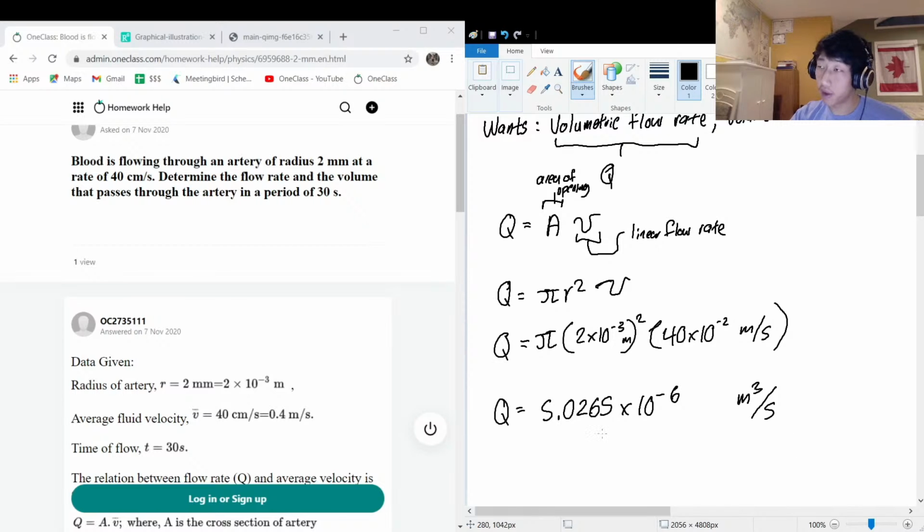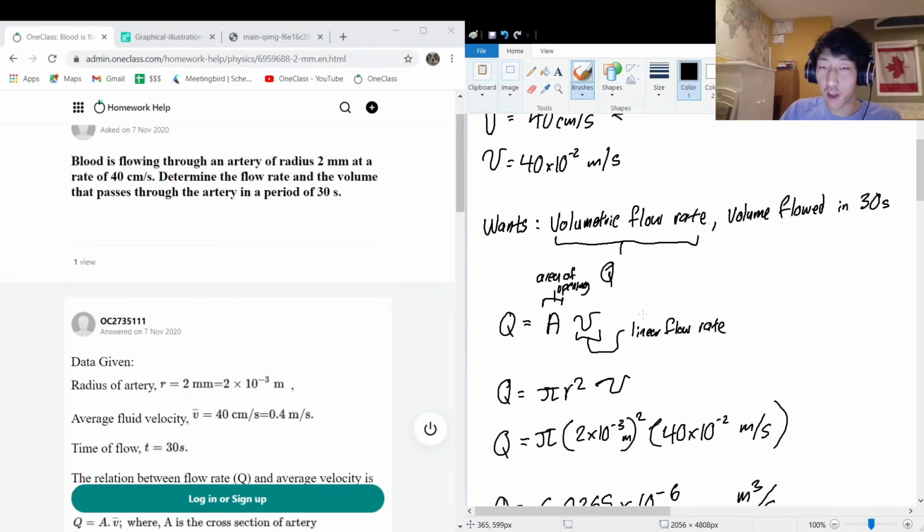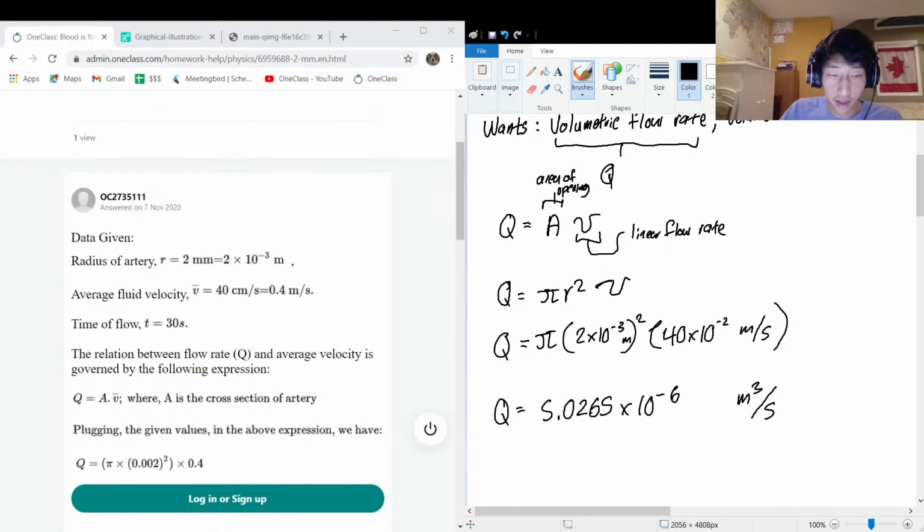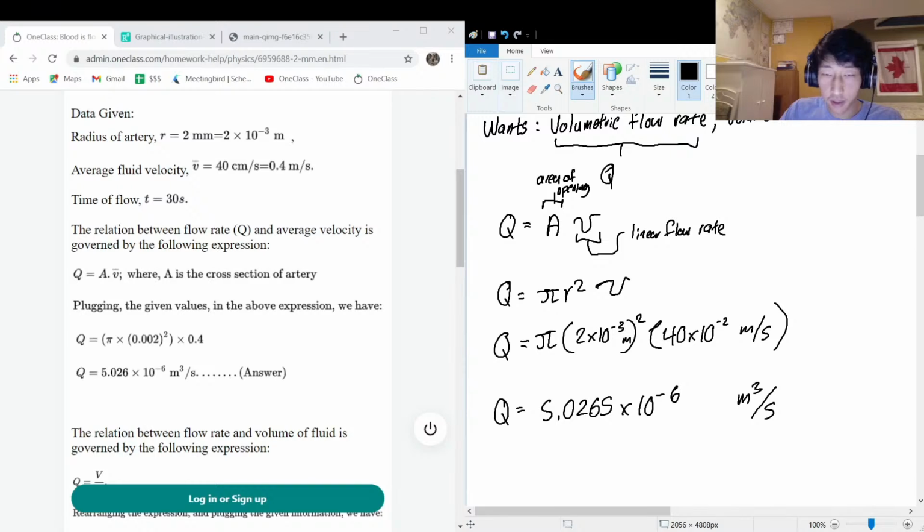That is a very small number, but keep in mind a cubic meter is quite massive, so we would expect a very small number of cubic meters. A cubic meter, you could probably fit 1 or 2 small people inside of it. Okay, so this will be our volumetric flow rate. Is that the same as what they calculated? 5.0265. Without the rounding, it's good.